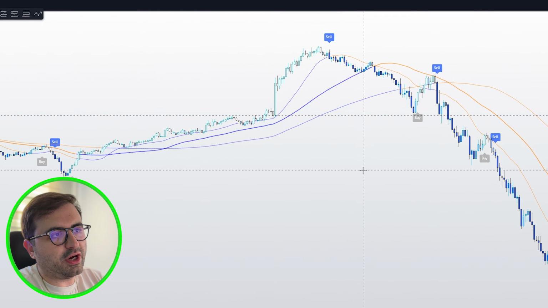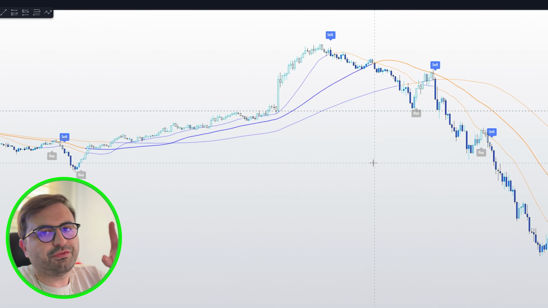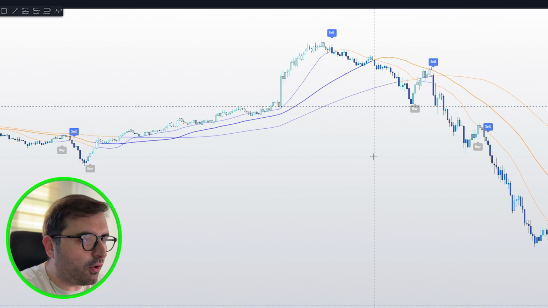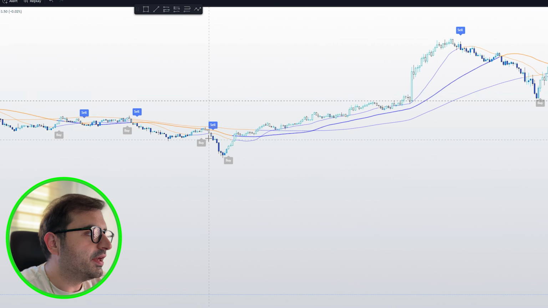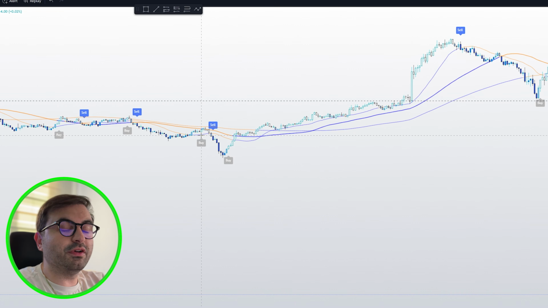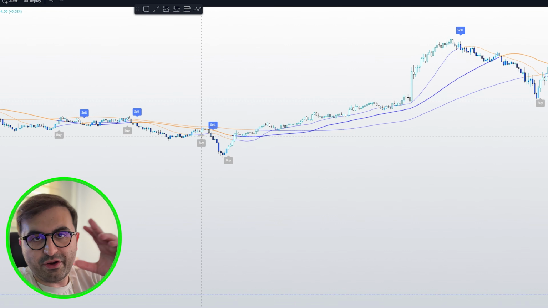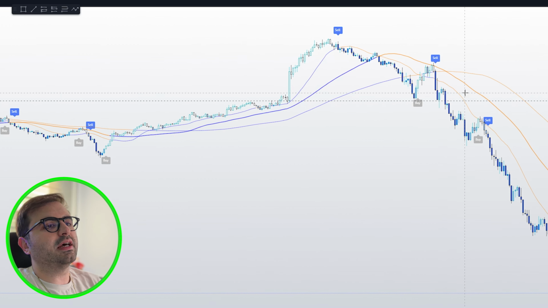Make sure that you are not focusing on a perfect setup. There is no holy grail that will give you 100% win rate. For example, here, it gave you a buy signal, but we will avoid this signal. How? I will teach you. So let's jump into some examples here.